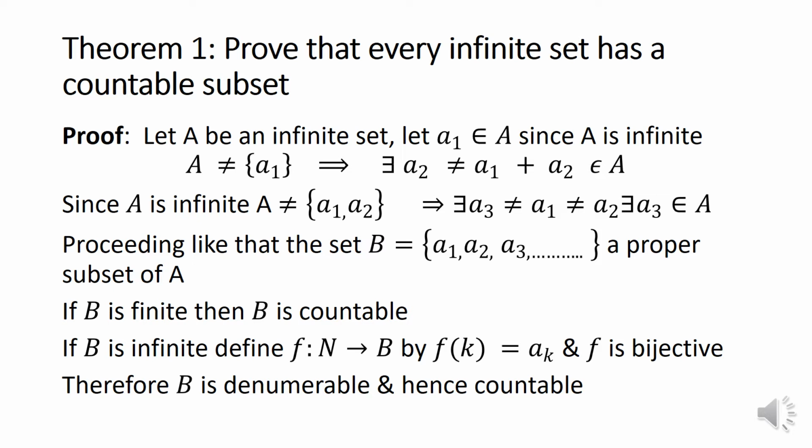Because the set A is infinite, A is not equal to {a1}, which implies that there exists an element a2 which is not equal to a1, and a2 belongs to the set A. Since A is infinite, again A is not equal to {a1, a2}, which implies that there exists another element a3 which is not equal to a1 or a2, and a3 belongs to the set A.